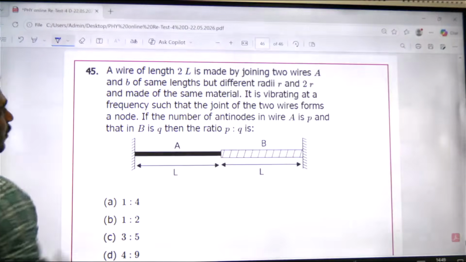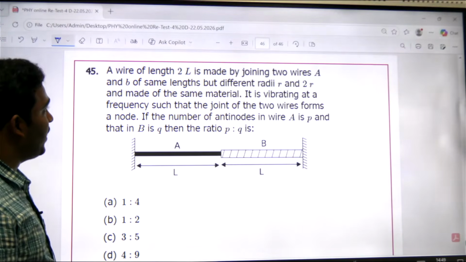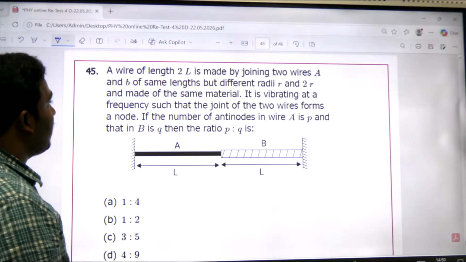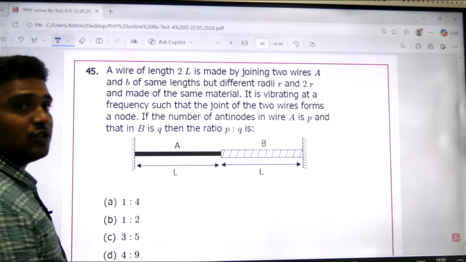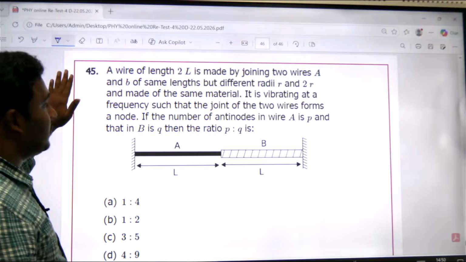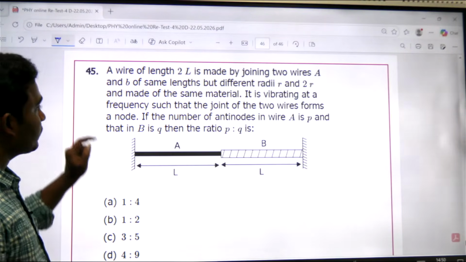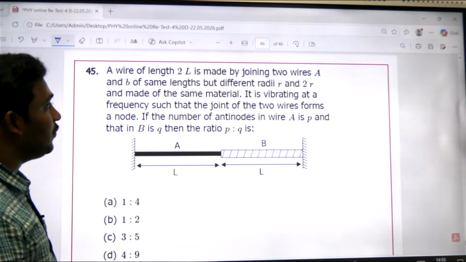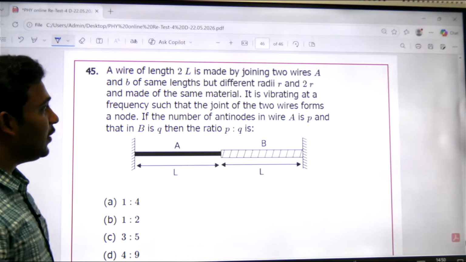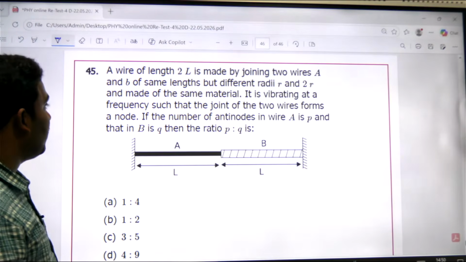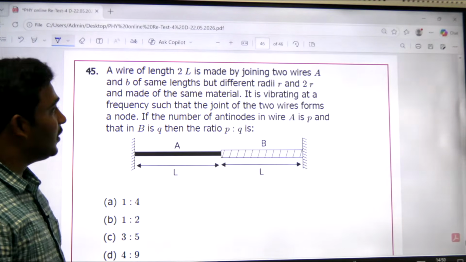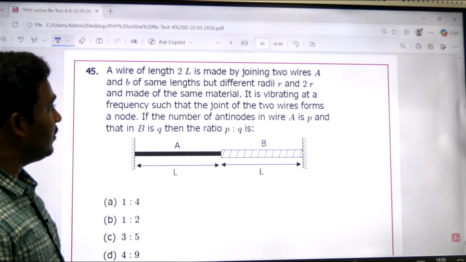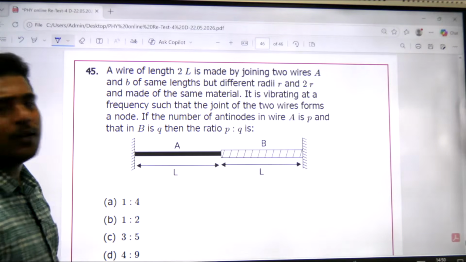Now, a wire of length 2L is made by joining two wires A and B, and A is of radius R and B is of radius 2R. It is vibrating at a frequency such that the joint of the two wires forms a node. If the number of antinodes in wire A is P and that in B is Q, then the ratio P is to Q. You are supposed to find the ratio of antinodes in P and Q, or the nodes in P and Q.